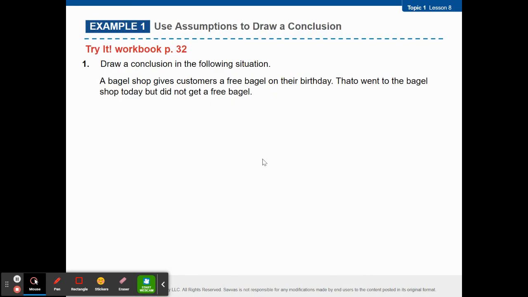So take a look at page 32 in your book. Draw a conclusion in the following situation. A bagel shop gives customers a free bagel on their birthday. Fado went to the bagel shop today, but did not get a free bagel. What is that telling us? It's not Fado's birthday. He has to pay like everybody else. He's just not that special today, guys.